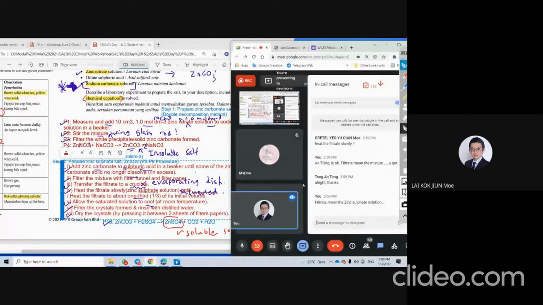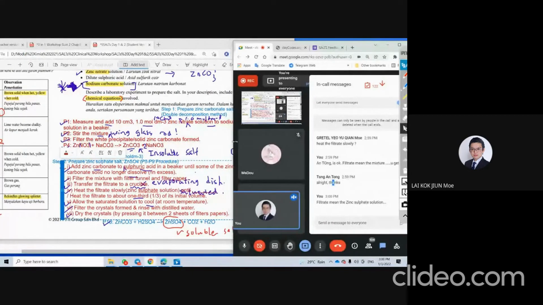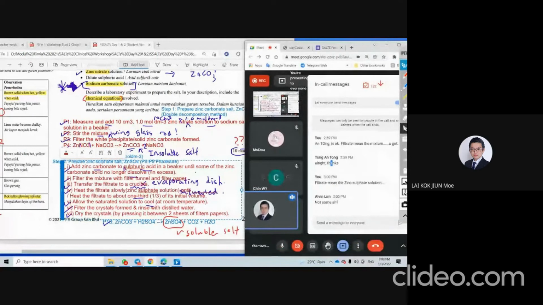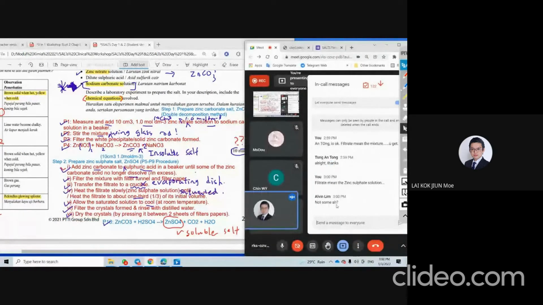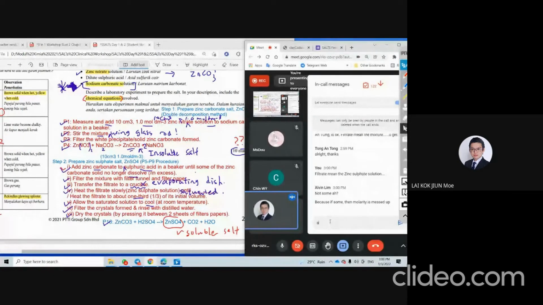Okay, but still got one very obvious mistake. This mistake cannot be made. Remember, just like I told you, when you write the procedure, make sure it is logical. You think back, what is the meaning of logic? What is the meaning of logic number? What is the meaning of logic number?